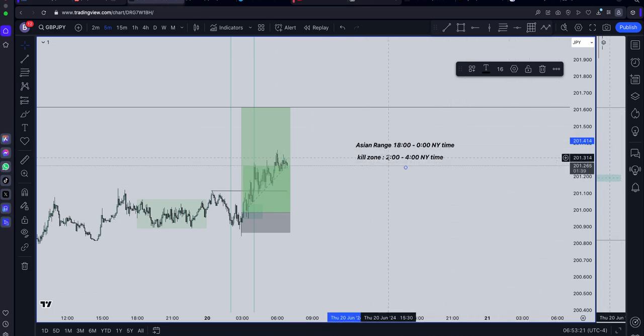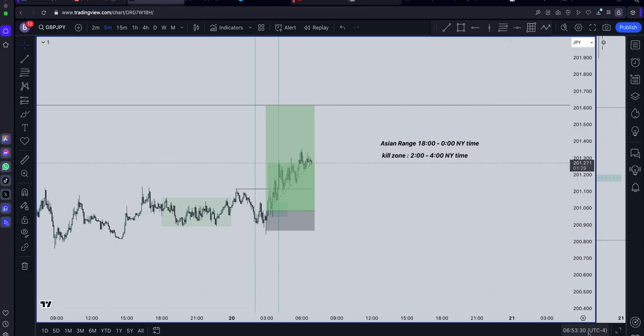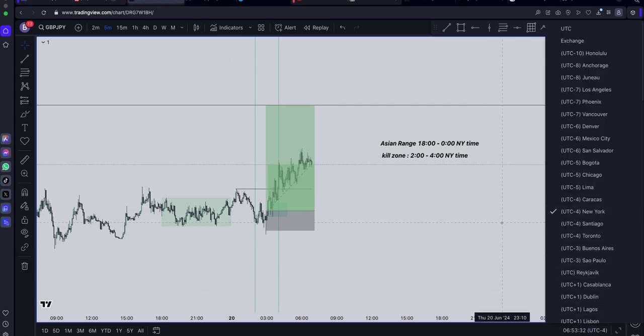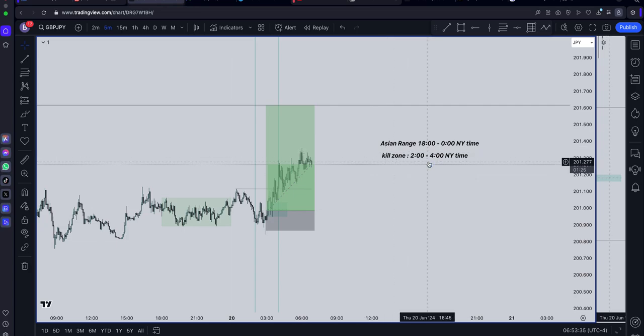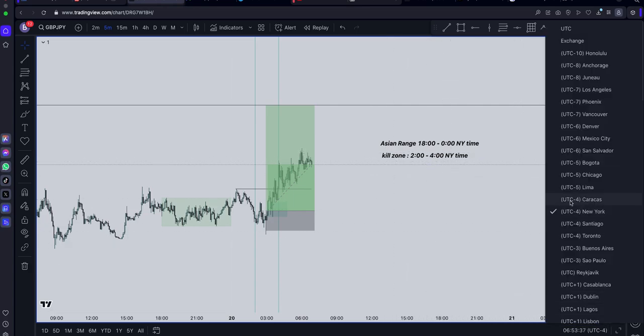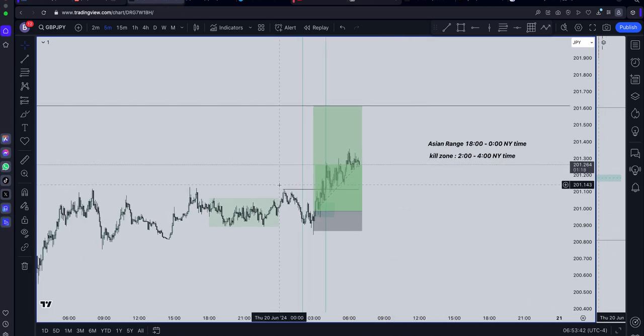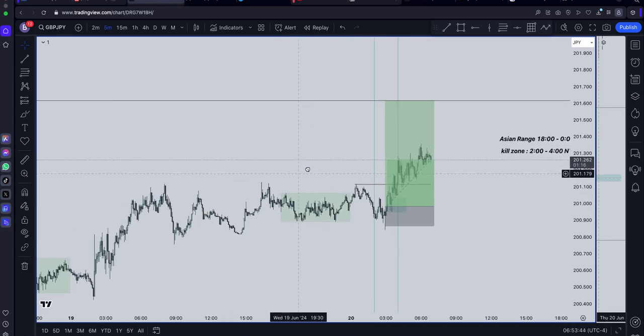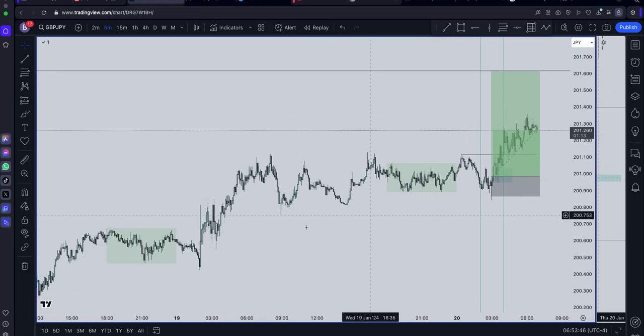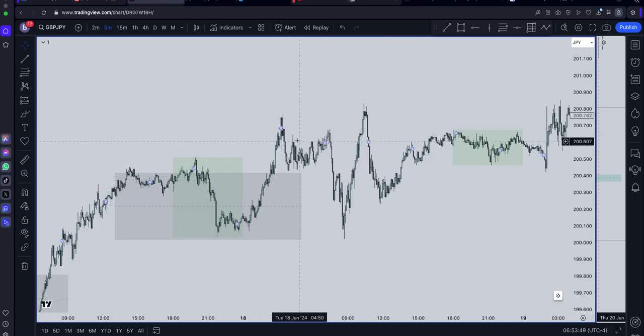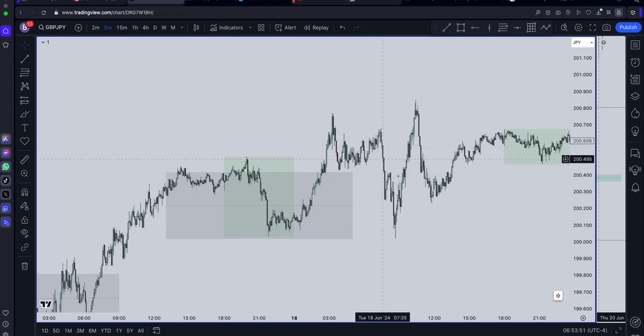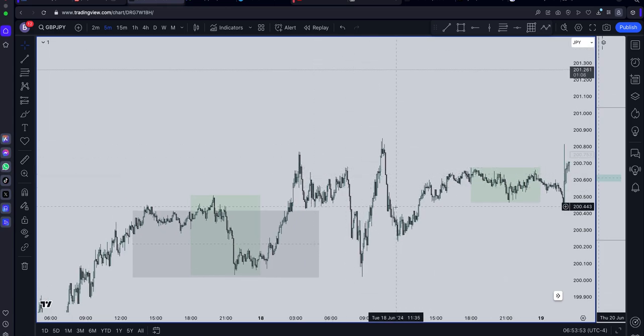Then the Q zone is 2 a.m. to 4 a.m. New York time. You can change your chart to New York time to make it easier for you. No matter which country you are in, it's important to use this. It's so easy. You don't even need a bias for this, but if you add a bias to it, it will make it even stronger.